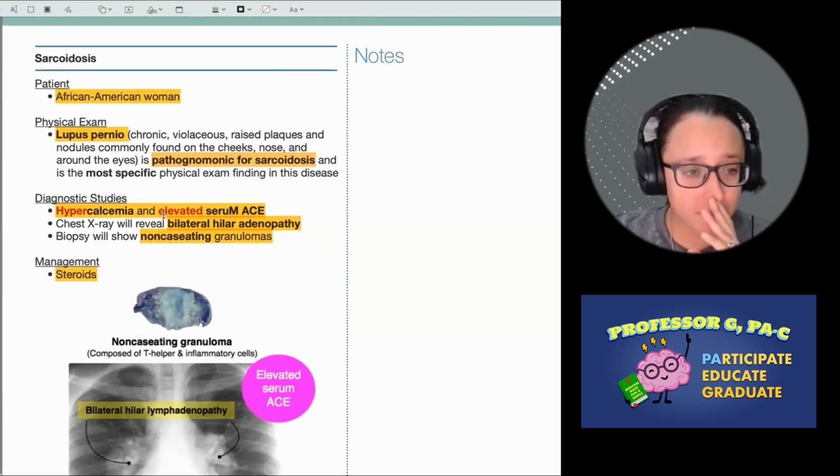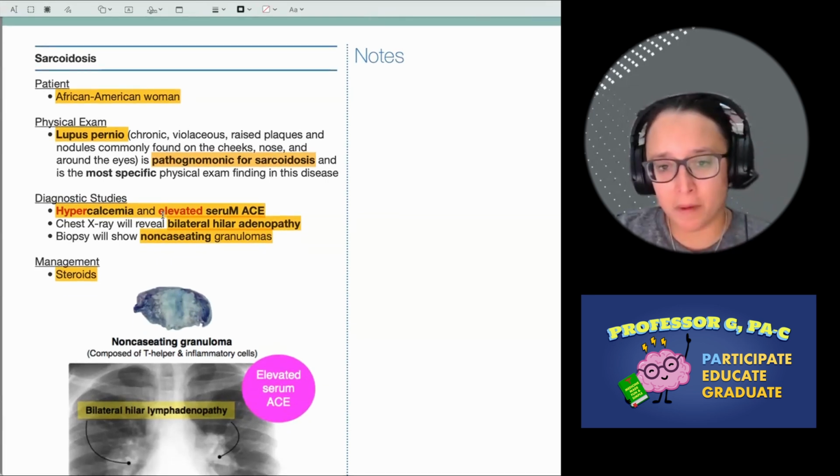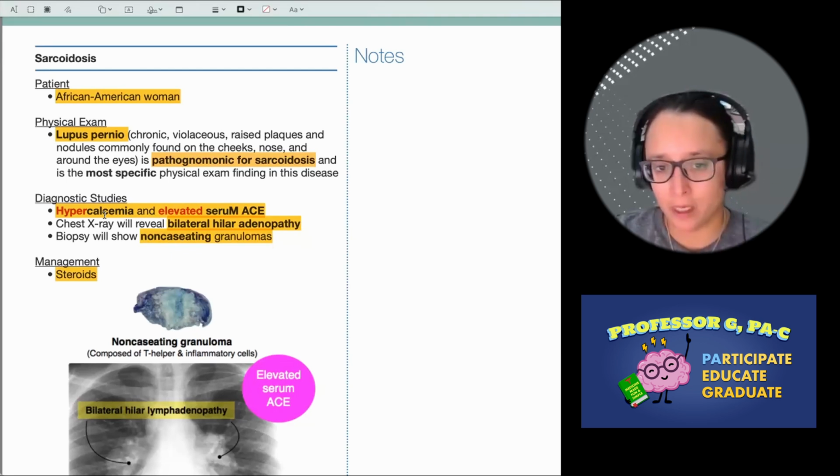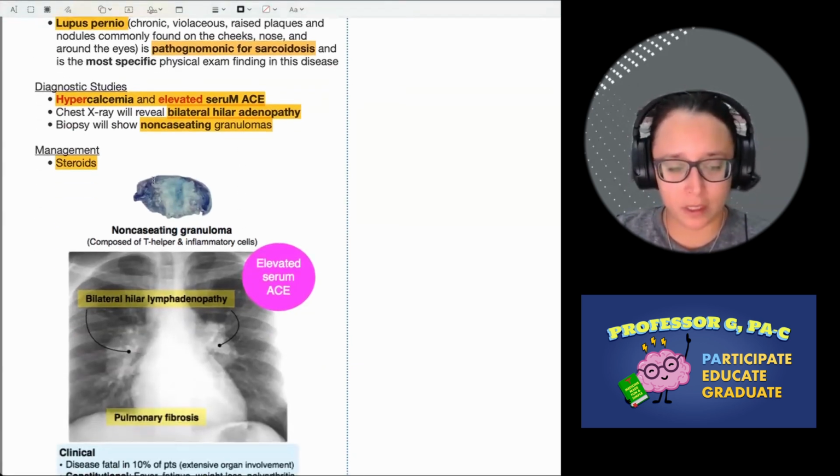As far as studies are concerned, your chest x-ray is going to be really revealing. It's going to show bilateral hilar adenopathy, and if you biopsy that, it's going to show non-caseating granulomas. On routine laboratory studies, you're going to see hypercalcemia, and you'll also see elevated serum ACE. And the treatment of choice is steroids.